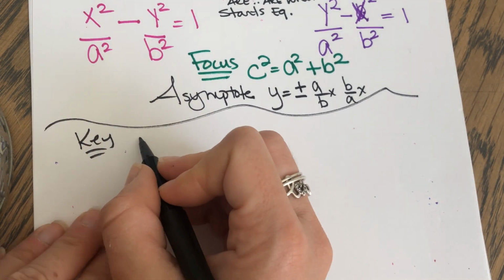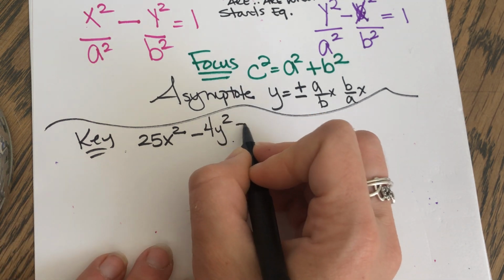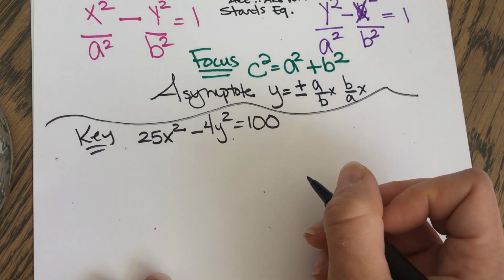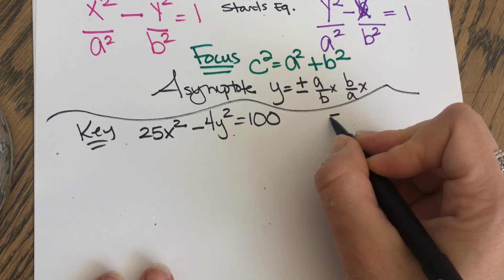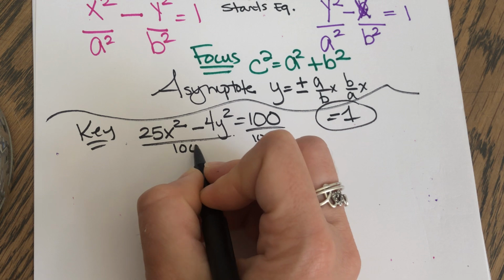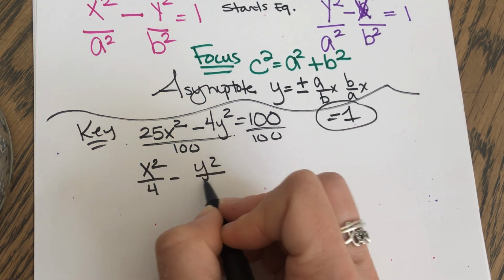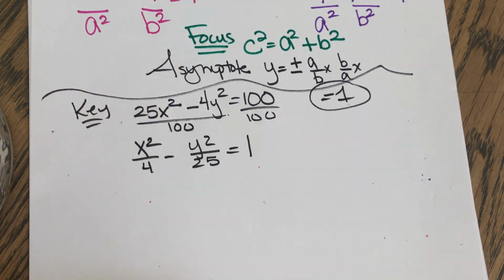All right, so I'm going to give you 25x squared minus 4y squared equals 100. It is subtraction, so it's a hyperbola. Again, it must equal 1. So right away, we're going to divide every term by 100. So we have x squared over 4 minus y squared over 25 equals 1.